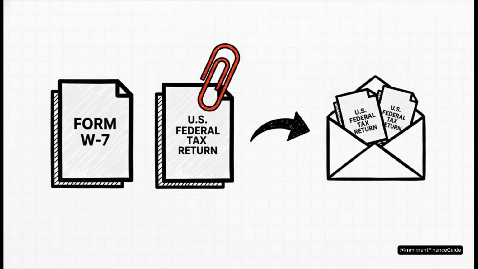So here's the golden rule. You can't just send in the Form W-7 by itself. In almost every single case, you must attach your fully completed U.S. federal tax return right to the front of your ITIN application. You send them in together as one package. Think of it as a mandatory 2-for-1 deal.